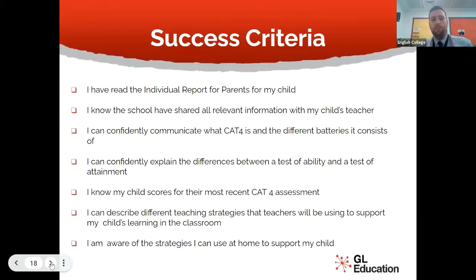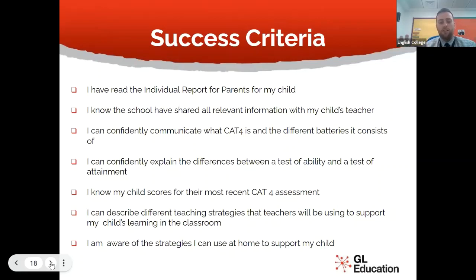But hopefully by the end of this second session, relating it back to the first session that we carried out, you have read your individual report for your child. You now know that the school has shared all this information with everyone's teachers. You've got a confident understanding of what CAT4 is and what the different batteries are. You can understand the difference between a test of ability and a test of attainment. And I'm sure later on in the year we'll talk to you a little bit more about some of those tests that we'll be doing in the primary school in regards to attainment, not ability.